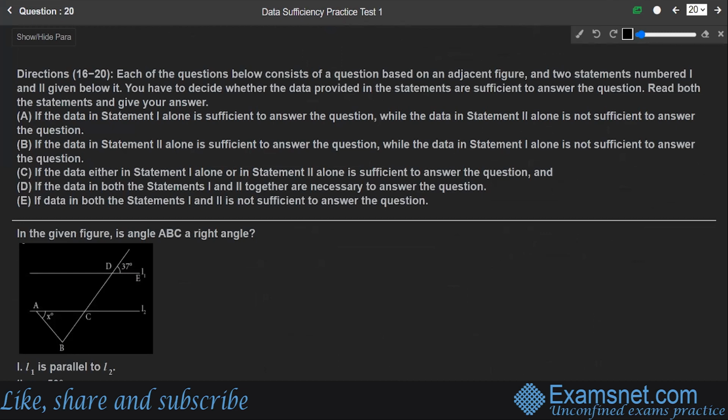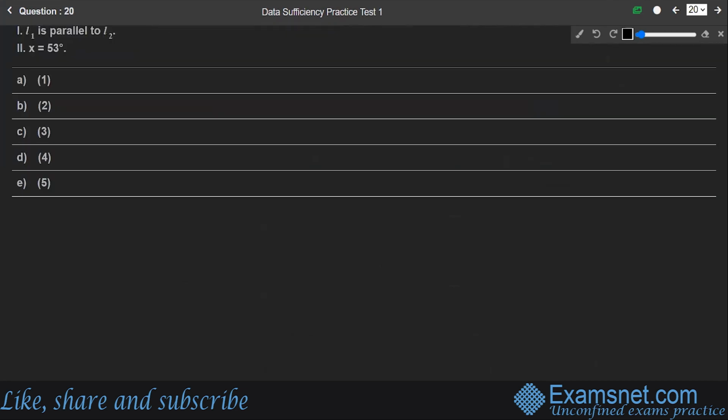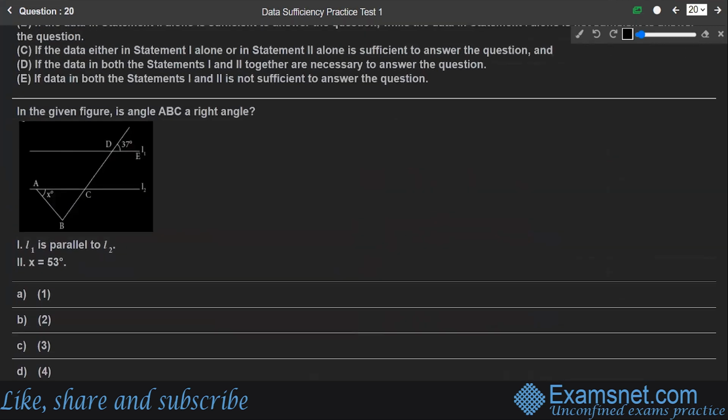Now, again, a paragraph is mentioned where the instructions are provided on how to answer the question for data sufficiency. There's a diagram drawn also. Now, what is it asking? In the given figure, is angle ABC a right angle? We are supposed to verify whether this very angle ABC is a right angle or not. Okay, what information has been provided?